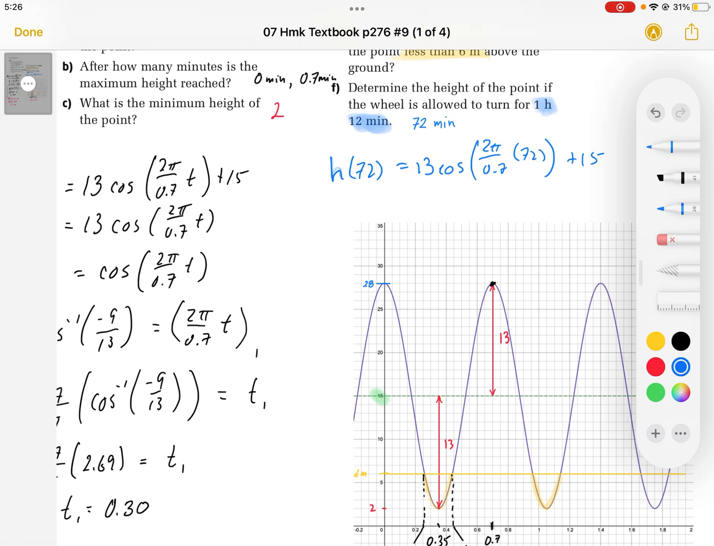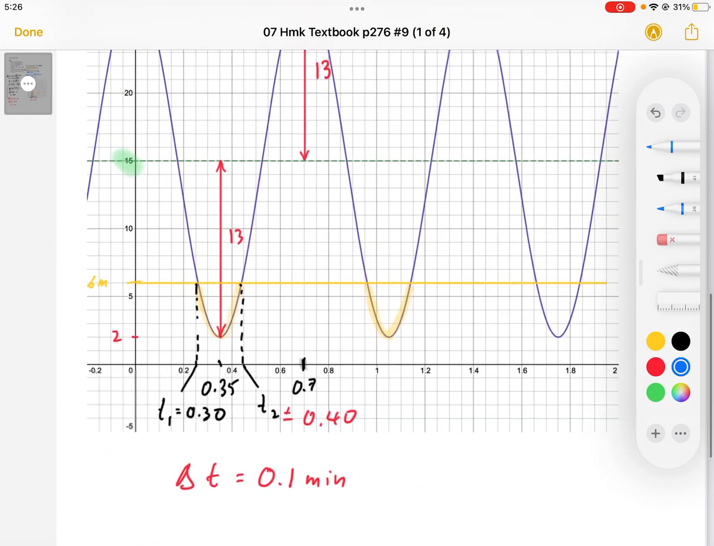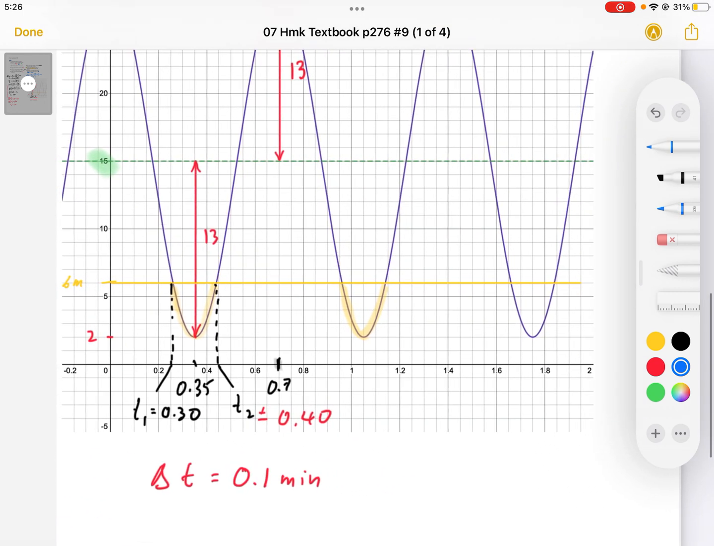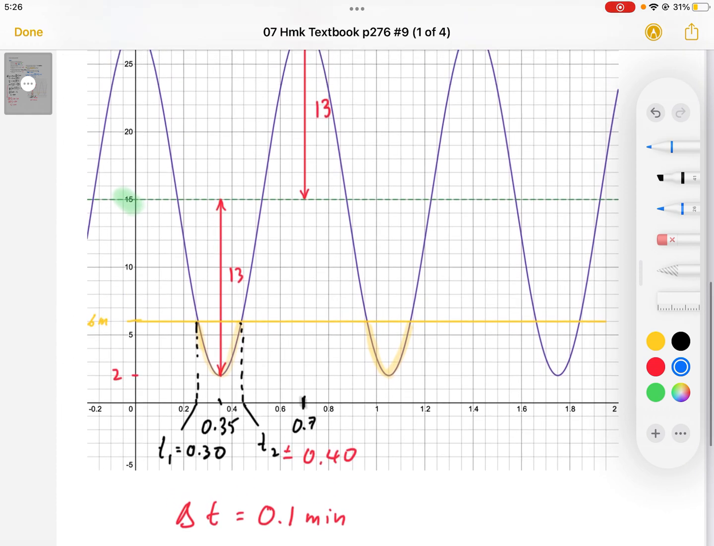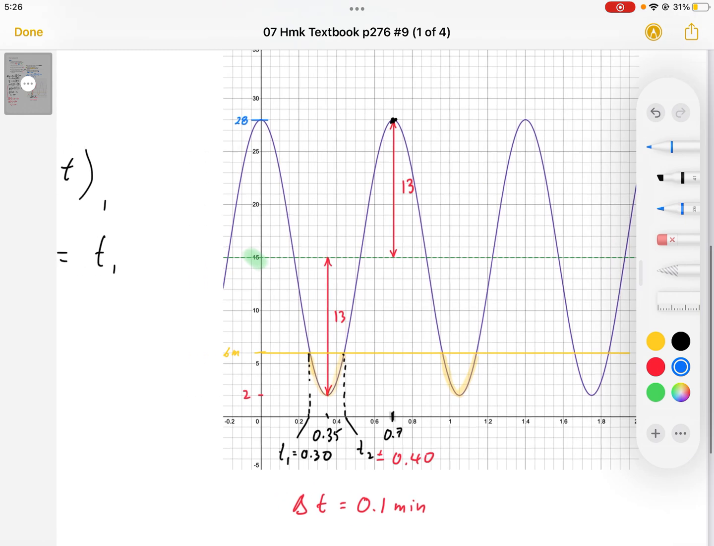2 pi divided by 0.7 times 72 minutes, and then plus 15, and we get a value of the height of 23.11 meters. Okay, that's going to be way down the line because if you take a look at our scale, we've only got from 0 minutes to 2 minutes, and we have to go all the way to 72 minutes. So it's gone through many cycles before we get to that point.